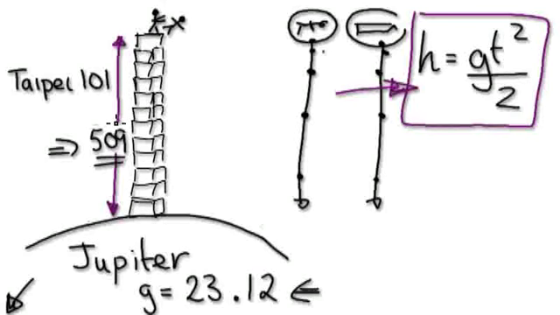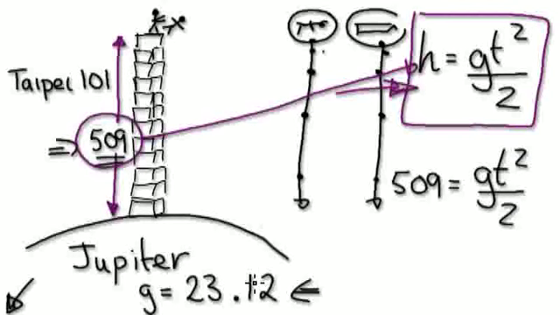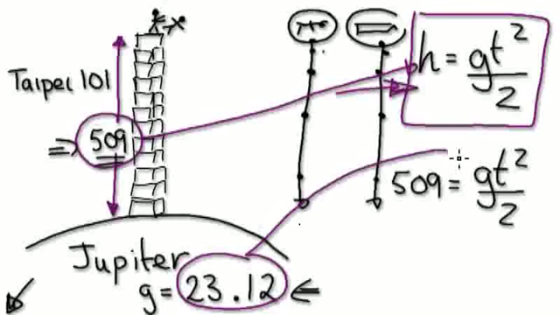Okay, so we know H is this, so let's put this into the H here. So this would be 509 equals GT squared over 2. We could put the G into here right now, but I'm going to leave it as G and then put it in right at the end.